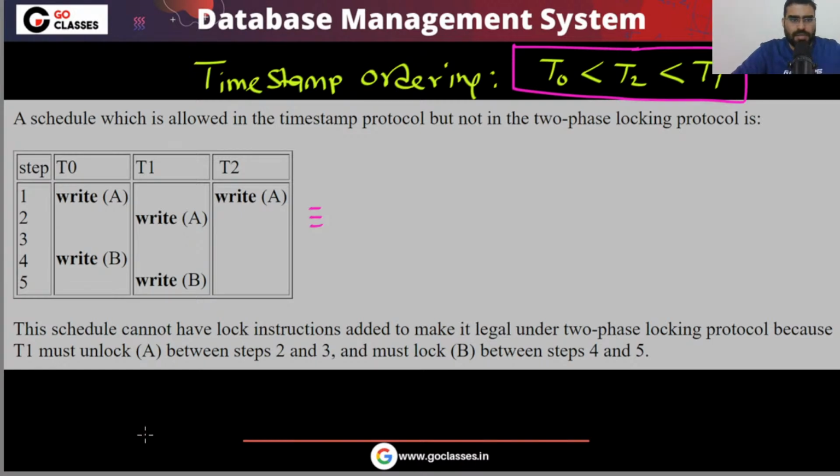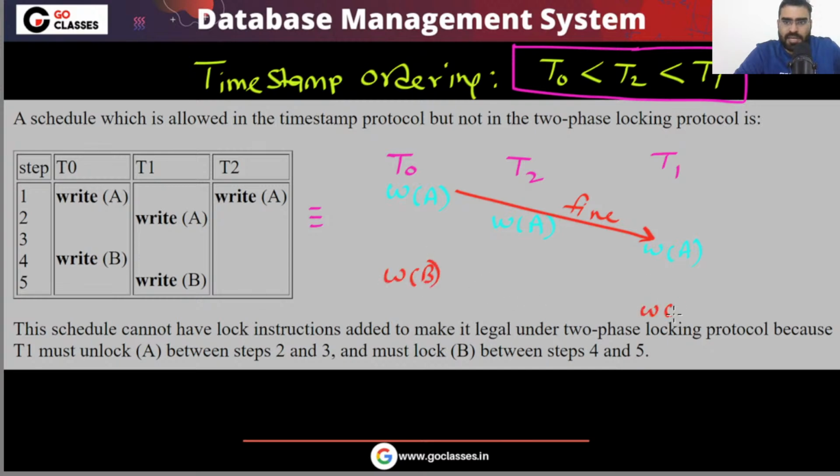So let's see this timestamp ordering. If you have T0, then T2, then T1, and let's assume this is writing item A, then this is writing item A, then this is writing item A. This is perfectly fine, correct? There is no problem. After that, this is writing item B, and then this is writing item B. This is also perfectly fine.